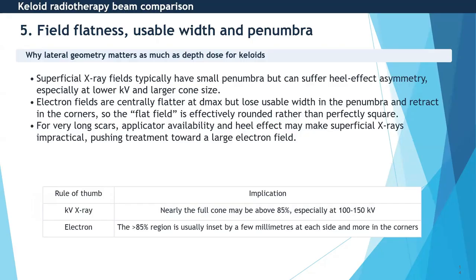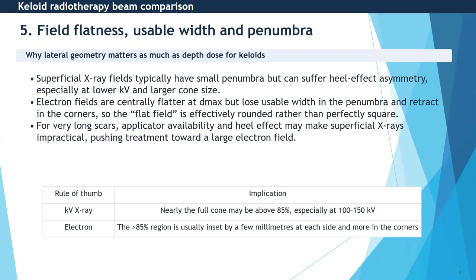So depth dose is one characteristic. Another key characteristic is the field flatness. That's the uniformity across the field. Superficial X-ray fields typically have a small penumbra, but can suffer Heel effect asymmetry, especially at lower kV and larger cone size. So the small penumbra is the blurring area around the edge, and it's very small in the X-ray beams.